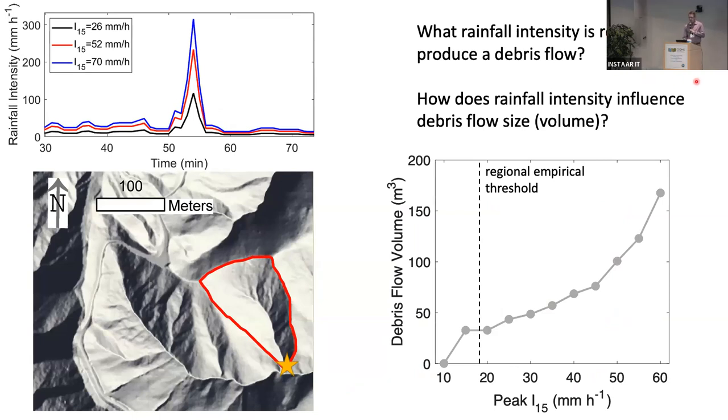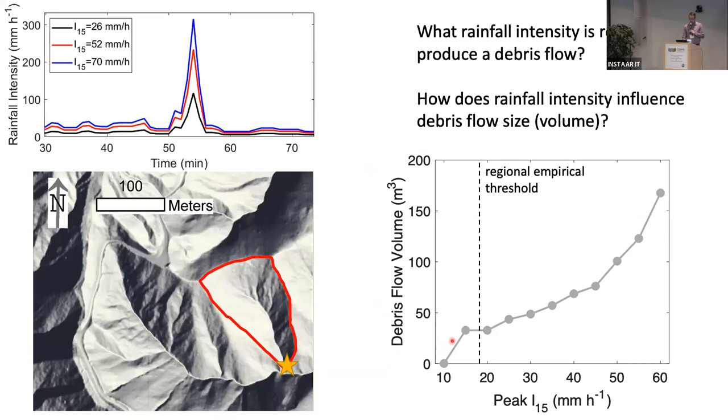So in addition to just asking whether we're going to get debris flows during a particular storm, we wanted to look at this more systematically: when exactly do we start to cross that threshold from flood to debris flow? So what we did was essentially scale this hydrograph up and down, for example reducing the rainfall rate by 50% or by 25%, systematically, to look at different values of peak I-15 and see when we started to initiate debris flows.